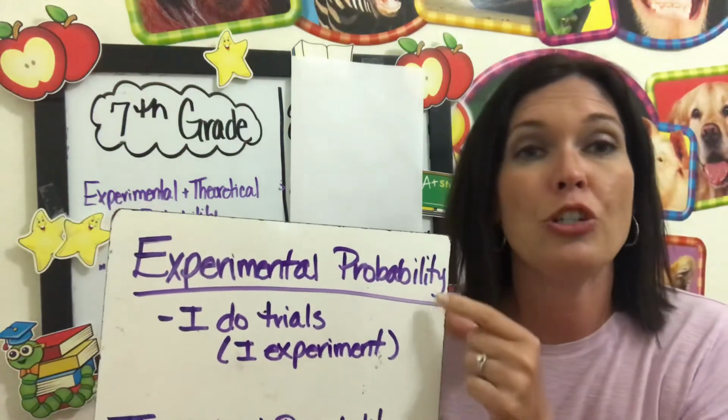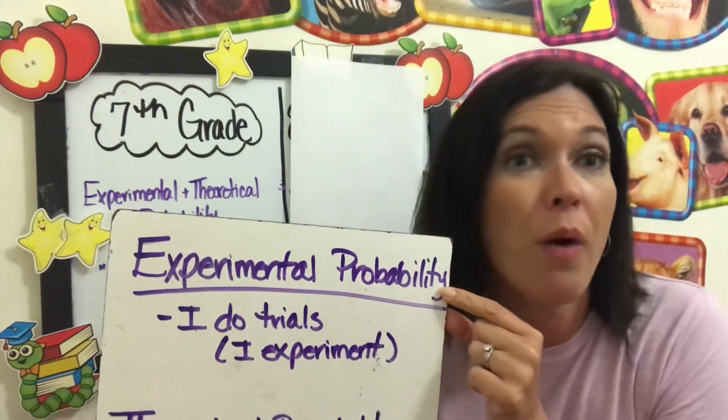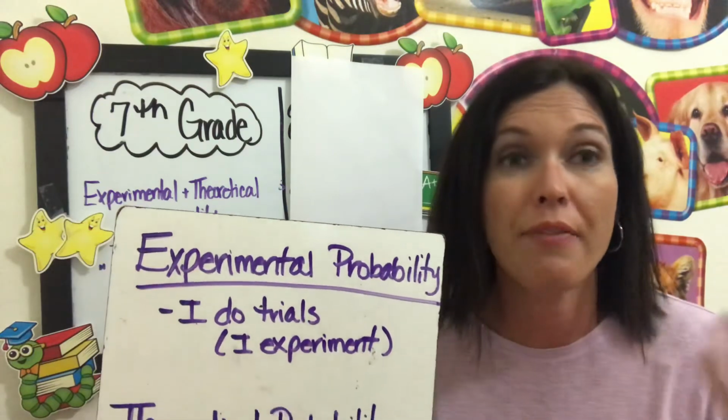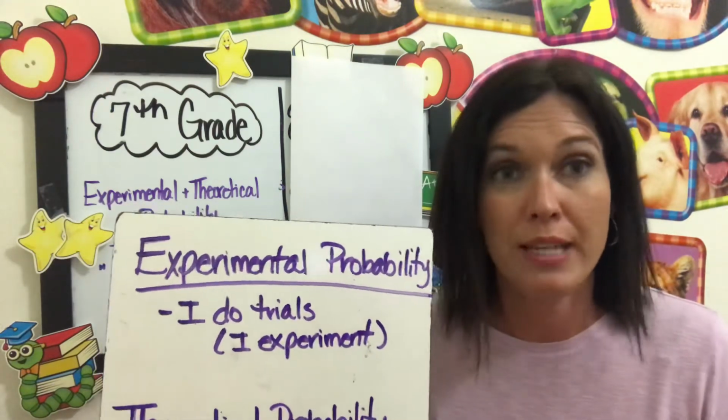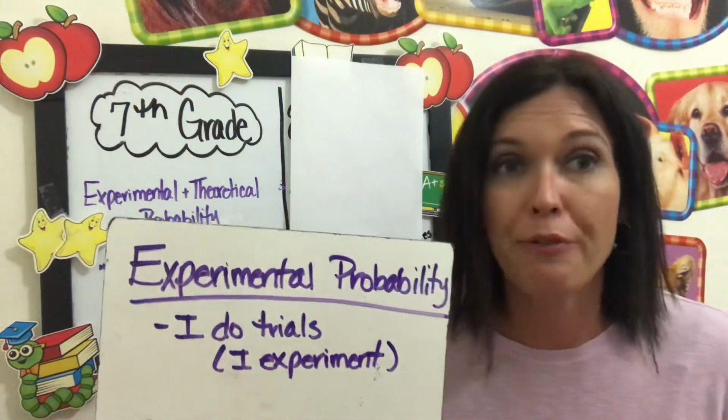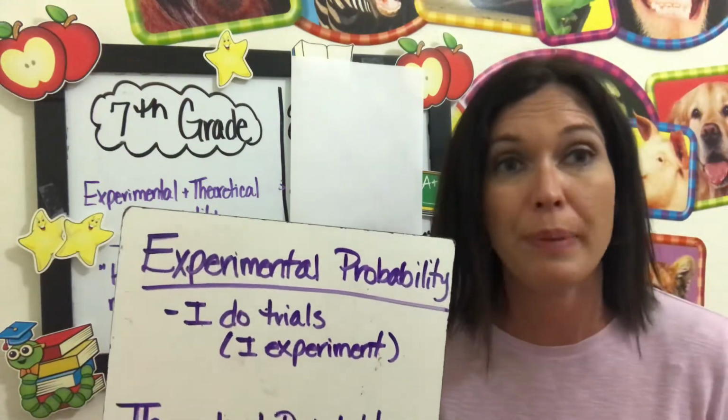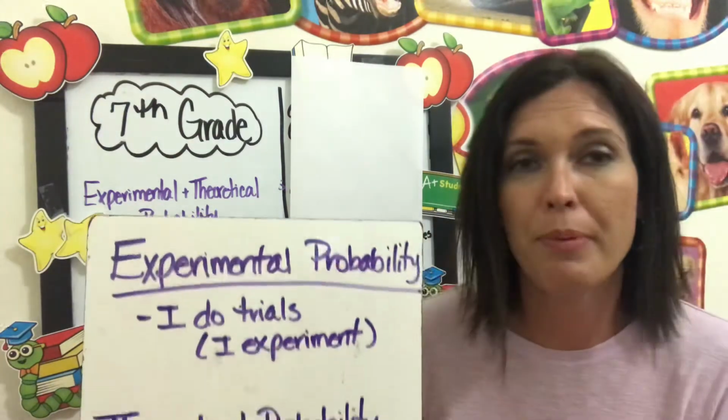If they wanted you to do experimental probability on how often it rains in the month of April, well, then every day during April, you would mark down if it rained or not. That's doing the experiment. So that's experimental probability.